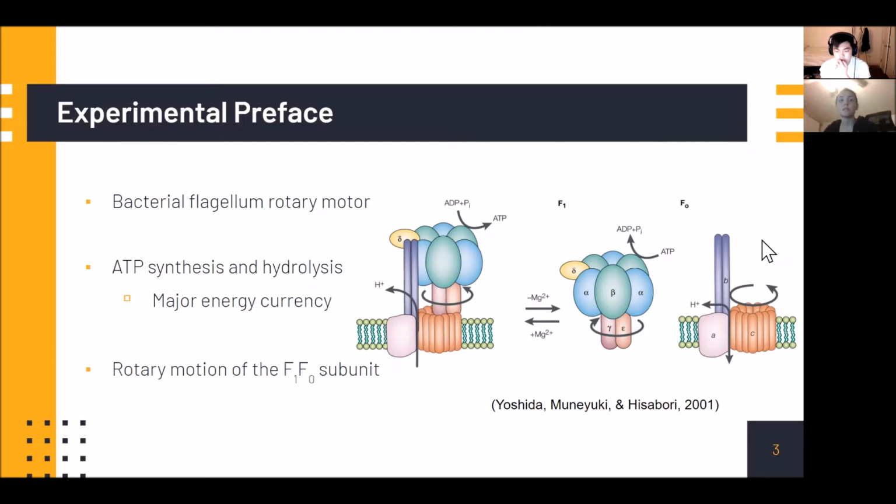The rotary motor of ATP synthase catalyzes the formation of ATP from ADP and phosphate, and when reversed, the hydrolysis of ATP. The F0 and F1 subunits of the ATPase shown in the image are both individual rotary motors, and the F1 subunit's function in ATP synthase is in accordance with the gamma subunit, and that's what is further analyzed in this paper.